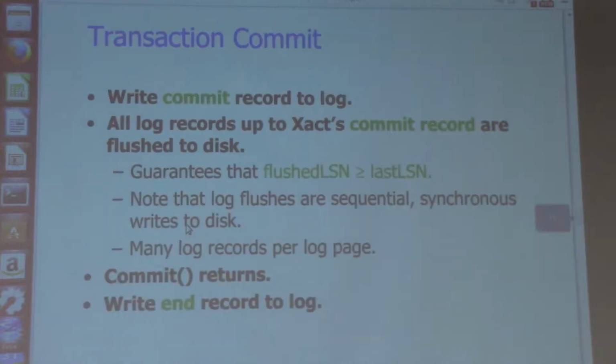Now let's look at what happens at transaction commit. Pretty much what I said just now. You commit. You make sure lastLSN is less than or equal to flushedLSN. You wait until that happens. If that condition is not met yet, you loop, waiting until that log record is flushed. Then commit returns, you write an end record to the log, and you eliminate the corresponding entry for that transaction from the TT.